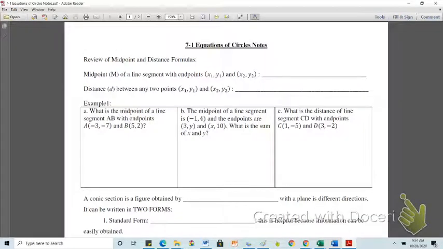Good morning, everyone. Today we're going to be talking about 7-1 equations of circles. So the first thing we need to do is review the midpoint and distance formula.